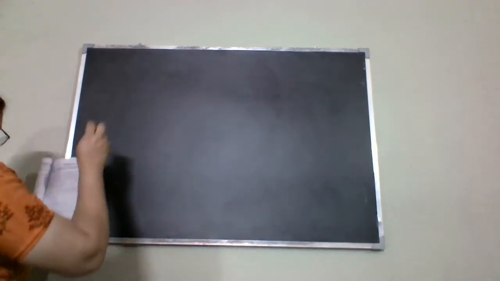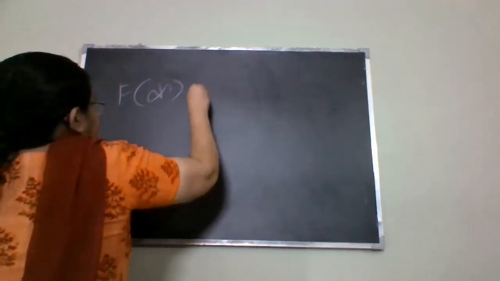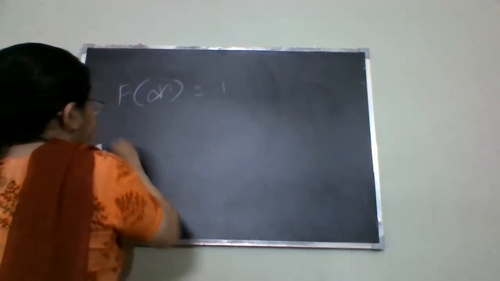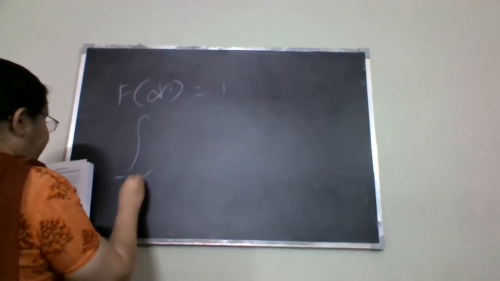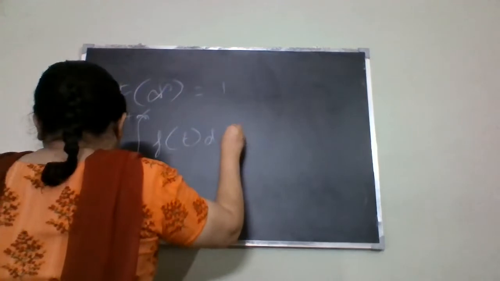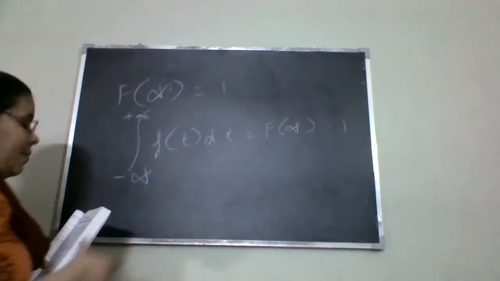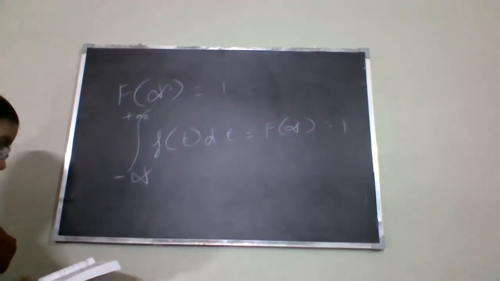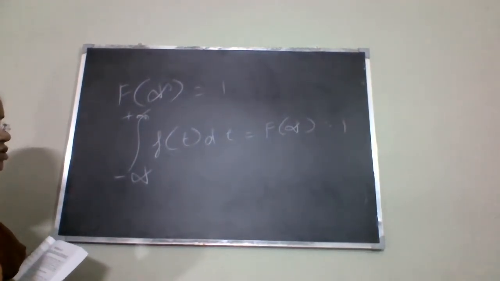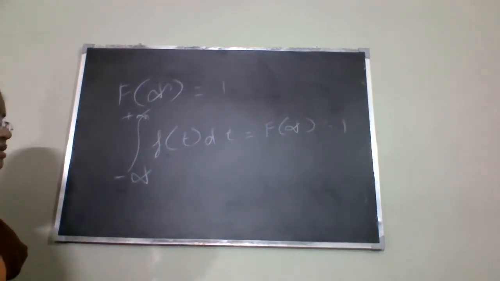The second property says: since F of infinity is equal to 1, we will have the integration from minus infinity to plus infinity of f(t) dt equal to F(infinity), that is equal to 1. Capital F is actually the distribution function. The distribution function at infinity is always equal to 1.